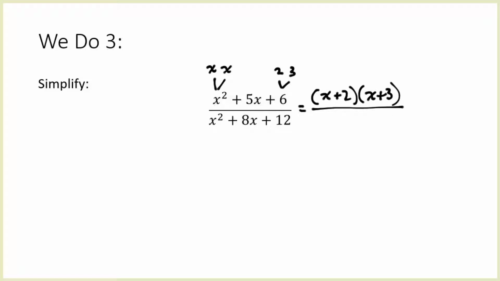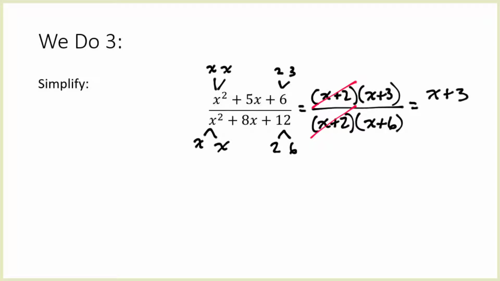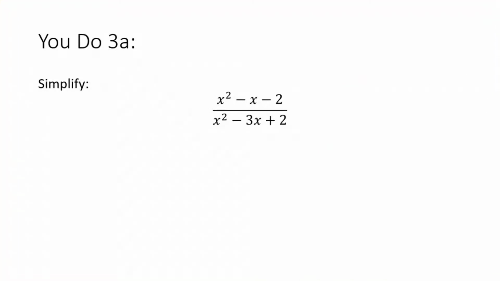Be factoring the bottom, x and x. Ooh, this one, let's see, I think it's going to be 2 and 6. X plus 2, x plus 6. And I can cancel these x plus 2's. And I'll be left with x plus 3 over x plus 6. Go ahead and pause the video and try this one on your own.